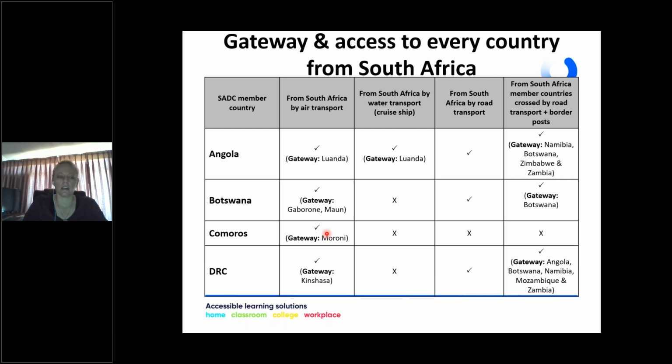The DRC you can get to via air transport in Kinshasa, not through water transport, but you can get there by road transport. Then the countries that you would go through, or the gateways that you can go through, are Angola, Botswana, Namibia, Mozambique and Zambia. So go and study the map so that you can understand how to get from the one SADC country to the next, or more specifically from South Africa to another country.